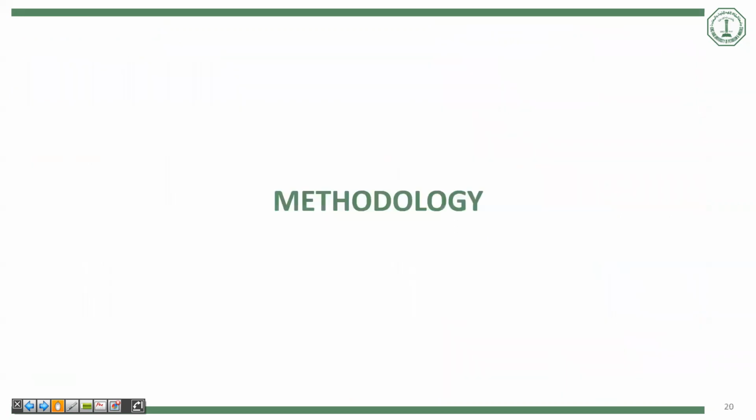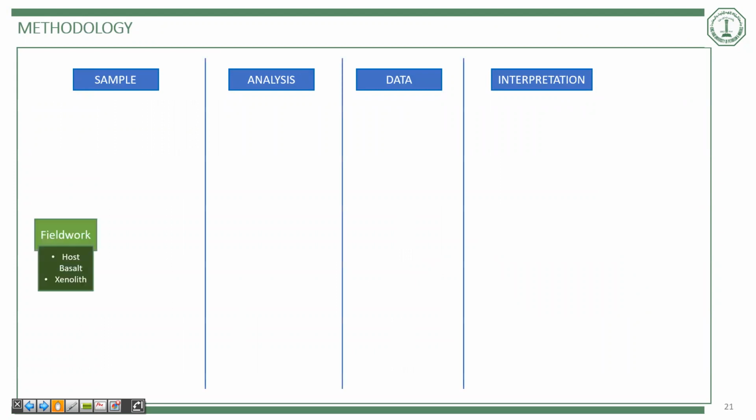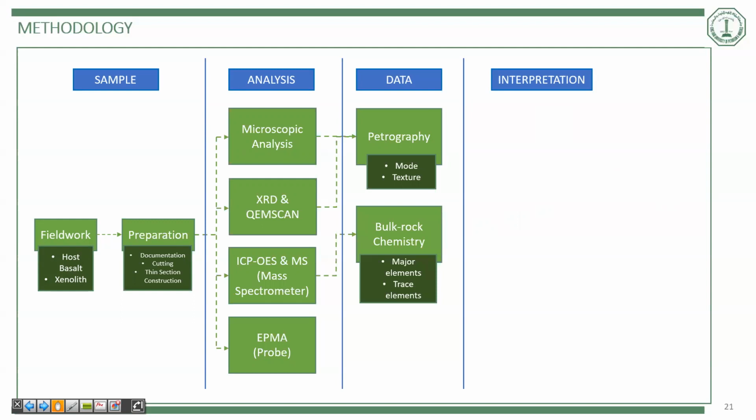Okay, the methodology of this study is briefly explained in this simple flowchart and is generally divided into 4 steps. Sampling through field work, and then preparation of the samples, analysis by microscopy, XRF and ChemScan, ICP mass spectrometer, EPMA, the probe. The microscopy resulted in petrography data. Okay, and then ICP resulted in bulk rock chemistry, major and trace. EPMA resulted in mineral chemistry of the major elements.